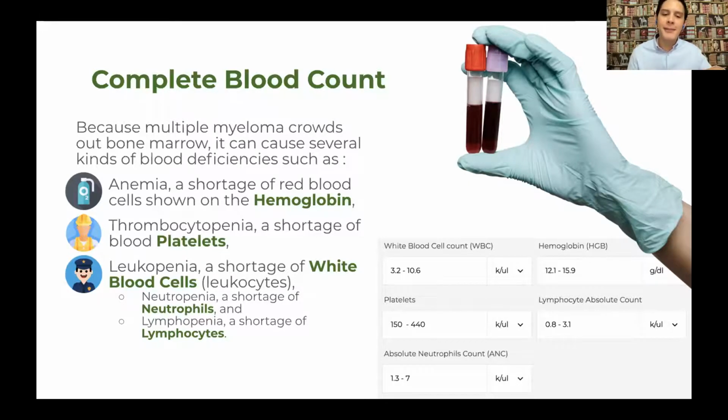Another kind of deficiency is called thrombocytopenia, a shortage of platelets. Platelets are cells that form clots and stop or prevent bleeding. So when there is a shortage, it increases the risk of bleeding. Then we have the shortage of white blood cells, or leukopenia. These cells are the ones that fight infections, and there are many types that specialize in different kinds of defenses. So when these cells are diminished, it is much easier to have an infection.